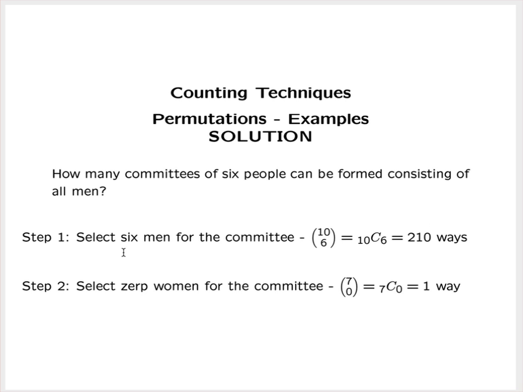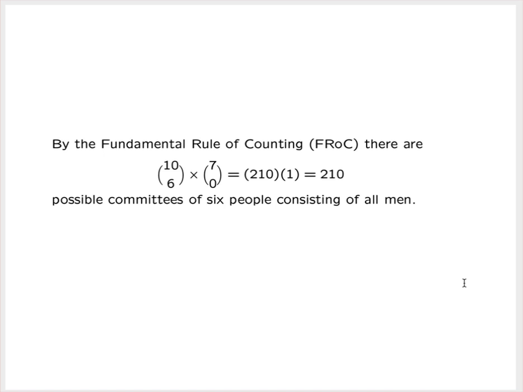And then once we've selected the men, step 2 is select the women. In particular, we've got a little typo here. Select 0 women for the committee. So that's step 2. That can be done in 7 choose 0 ways. Well, there's only one way to do that, and that's to not choose any women. Right? So there's only one way to do that. And so then by the fundamental rule of counting, there are 210 committees of 6 people that consist only of men. So not that many.